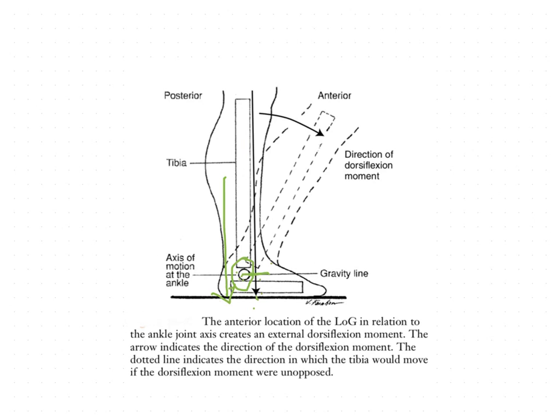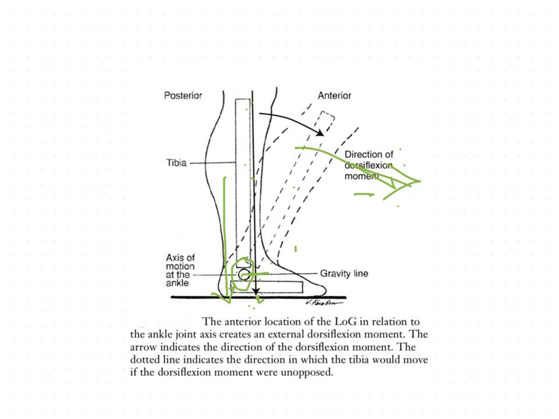If the LOG is located anterior to the particular joint axis, then the gravitational moment will tend to cause anterior motion of the proximal segment. So here that is the thing happening. The gravity line is falling in front of the joint axis, which is causing the anterior motion of the proximal segment in the ankle joint, which is the tibia, so on the anterior aspect it is causing the dorsiflexion here.